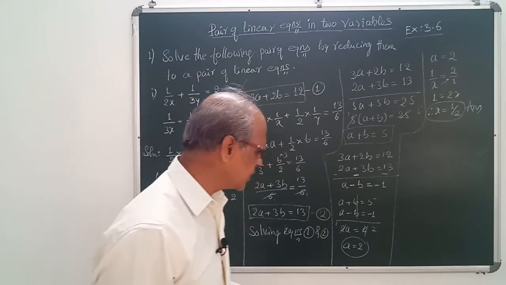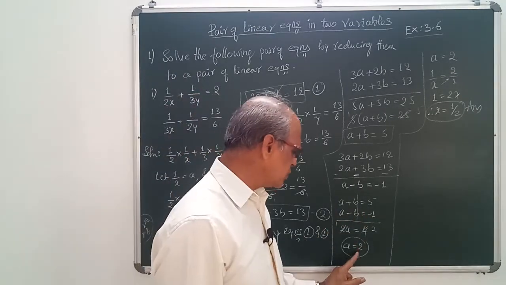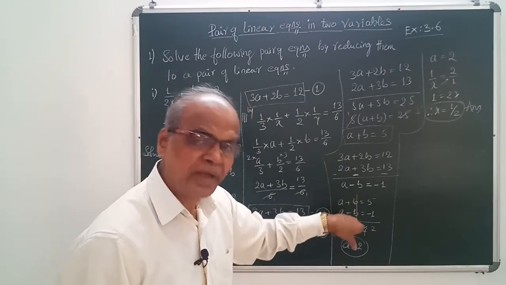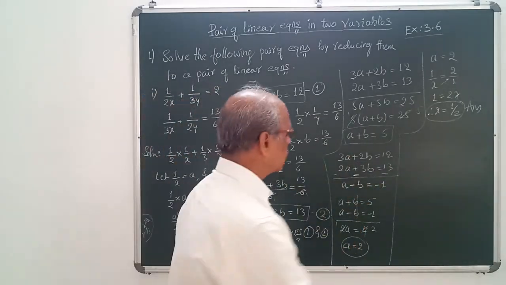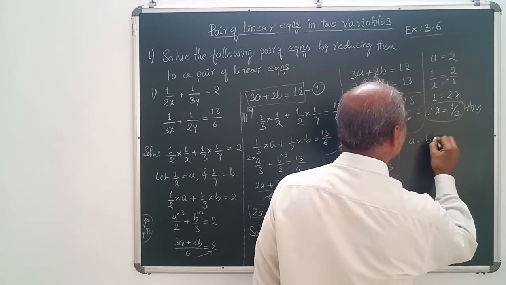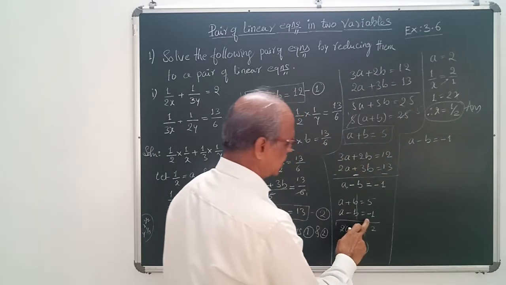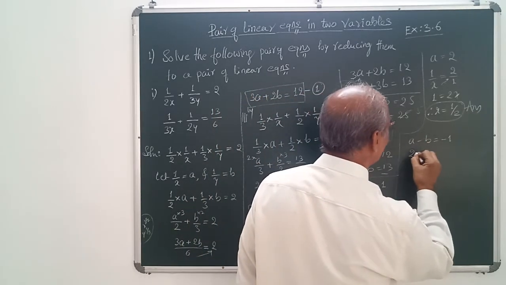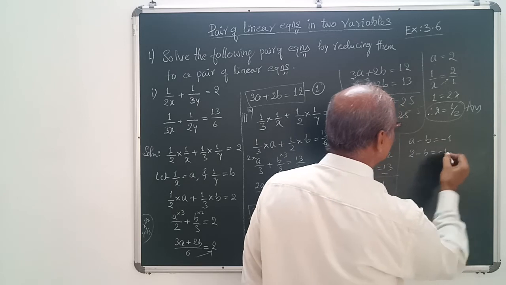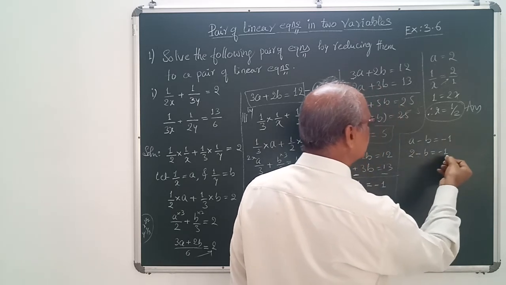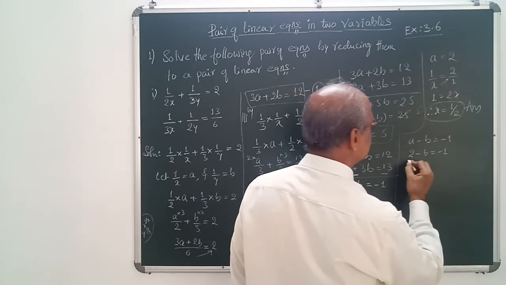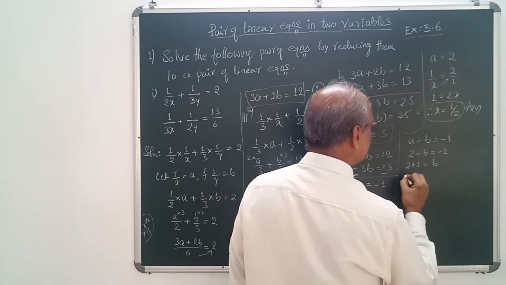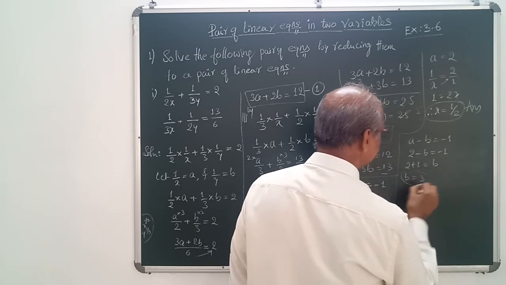Now use any one of the methods here. Now your a value is 2. Choose the simplest one of the equations, find what b is, and substitute for b to find y. Okay, I will use this: a minus b is equal to minus 1. What is our a value? 2. Put the a value here: 2 minus b is equal to minus 1. Send this b to the right-hand side and bring this minus 1 to the left-hand side. Both become plus. 2 plus 1 is equal to b. That means your b value is 3.